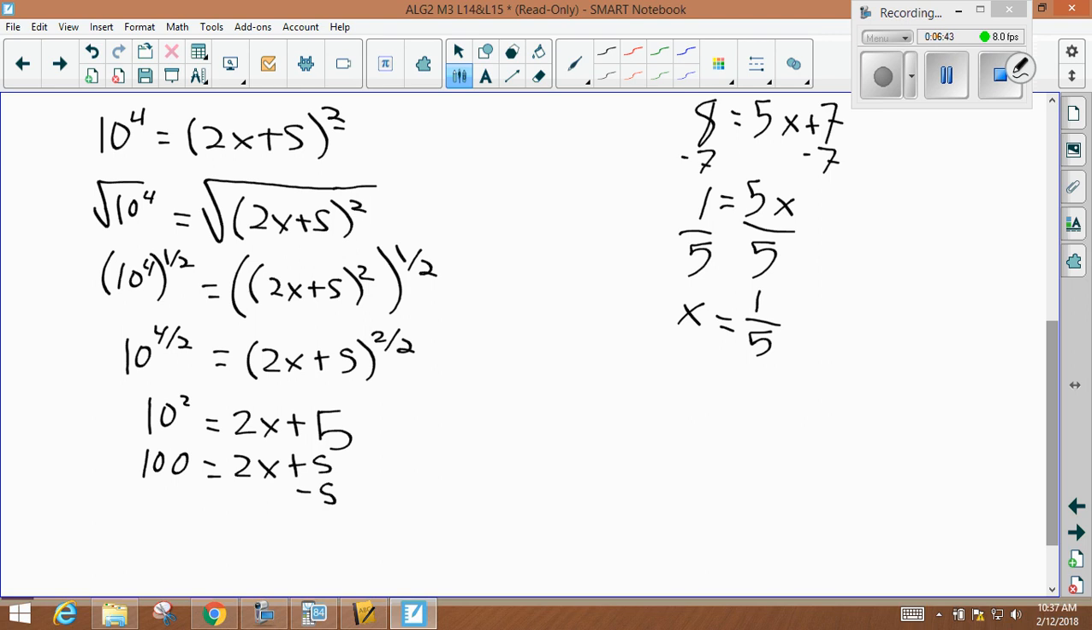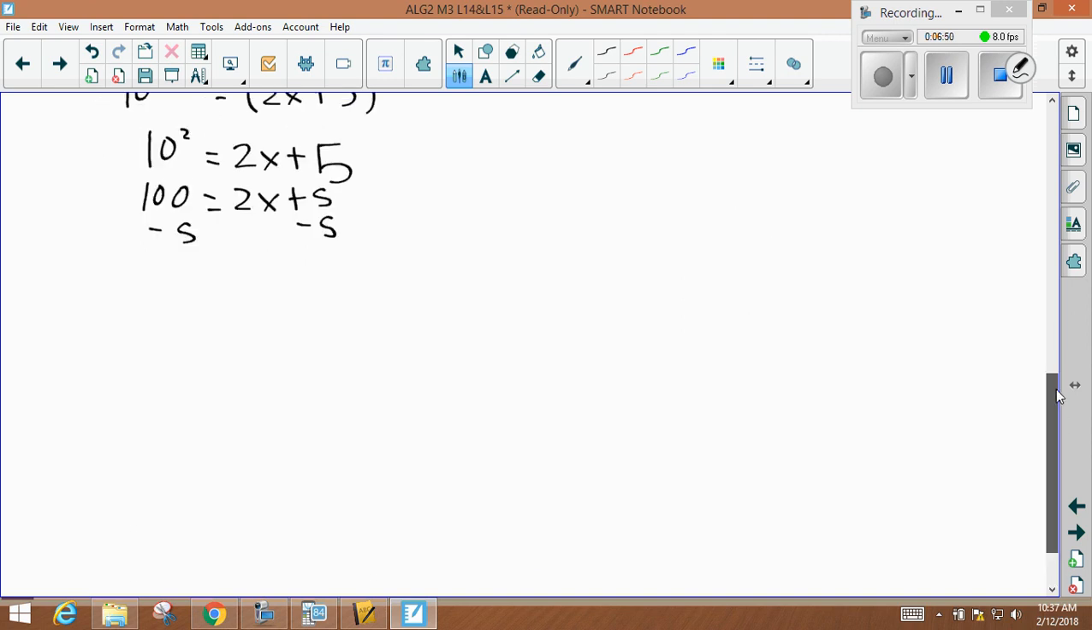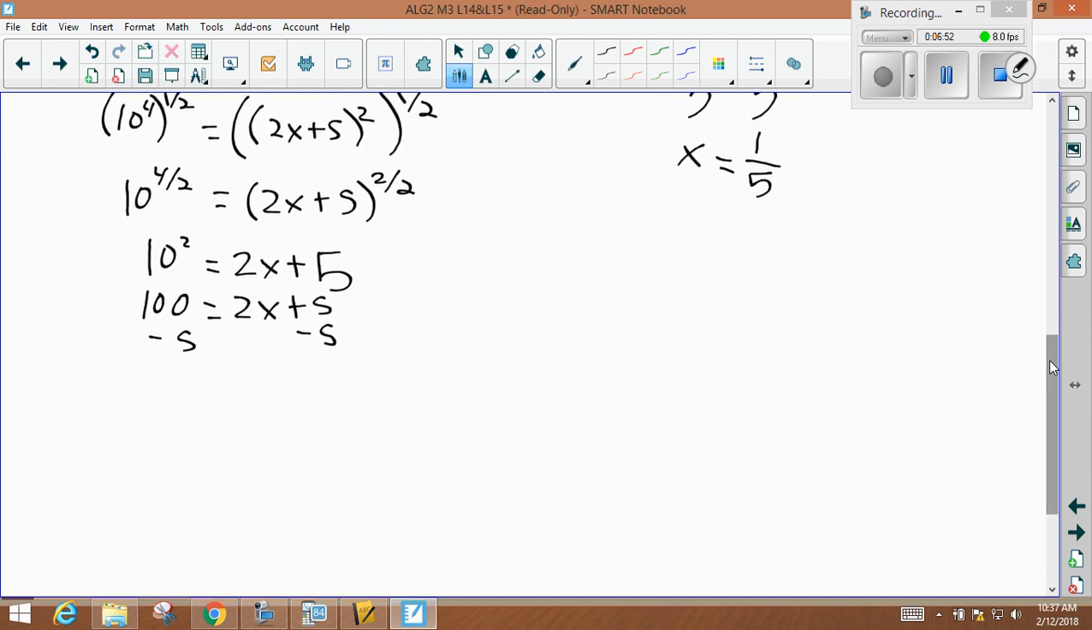Subtract 5 from both sides. And then divide both sides by 2. And let's go ahead and leave our answer as 95 over 2 because, I mean, you could write it as a decimal, but that's a great answer, right? Can't be simplified. That's awesome. I like this answer. Now let's check it.